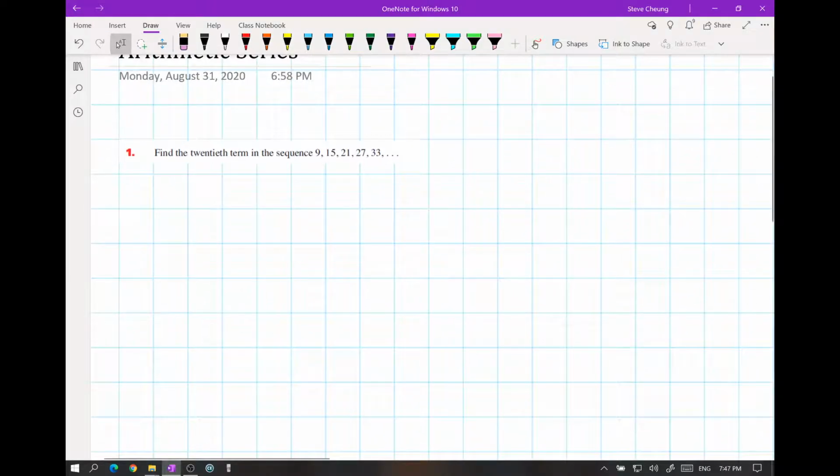First question. To find the 20th term, we can simply count on the difference. So the common difference is plus 6. Using the n-term formula, the 20th term will be u1 plus 19 times the difference, with the first term being 9. So therefore, this will be 123.